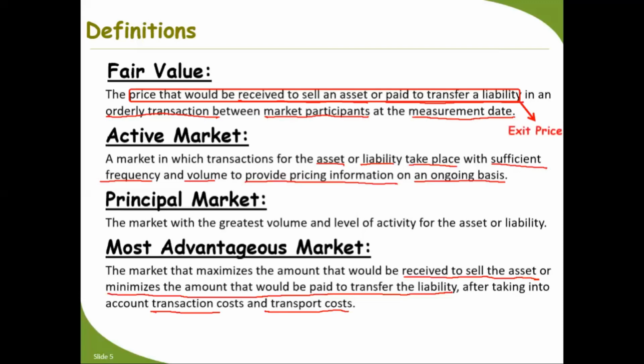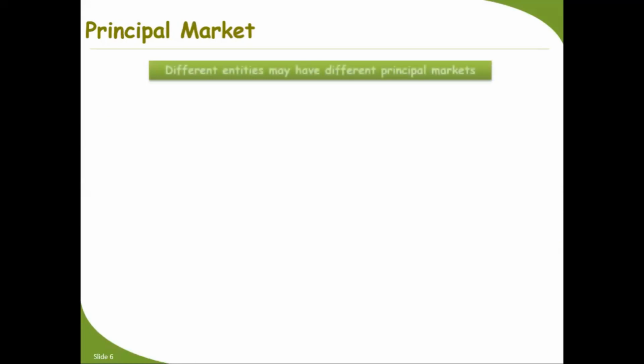So when you are using exit price in an orderly transaction between market participants at measurement date, that is called fair value. Okay. Now, moving towards the next discussion, which is about principal market. There is a possibility that different entities may have different principal markets. I would like to elaborate this concept with one example.